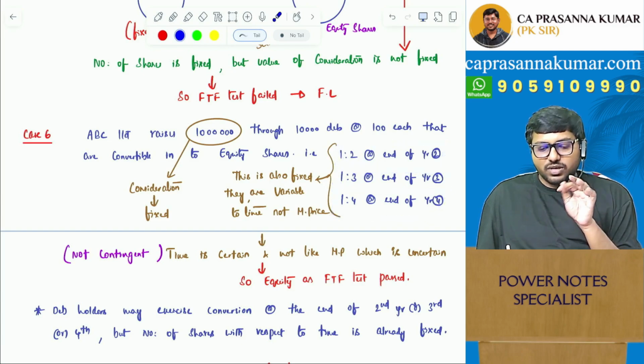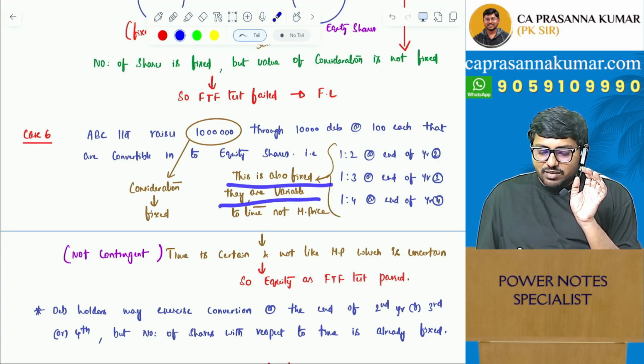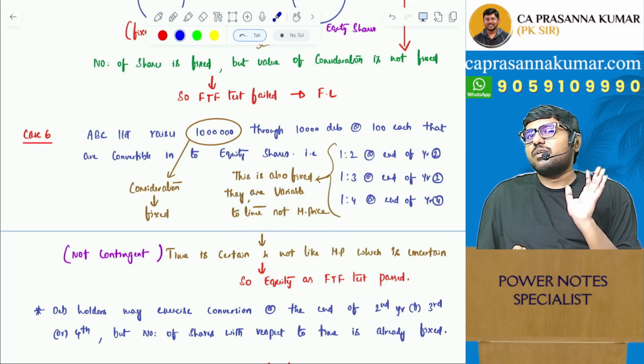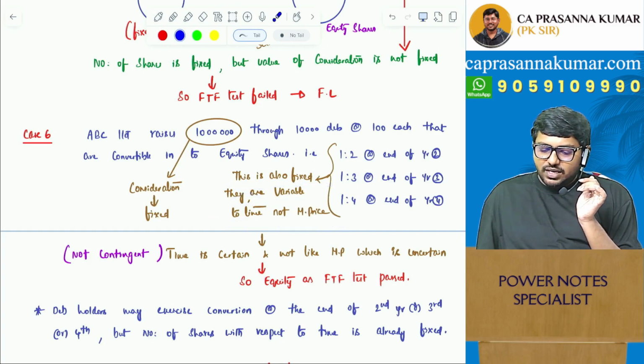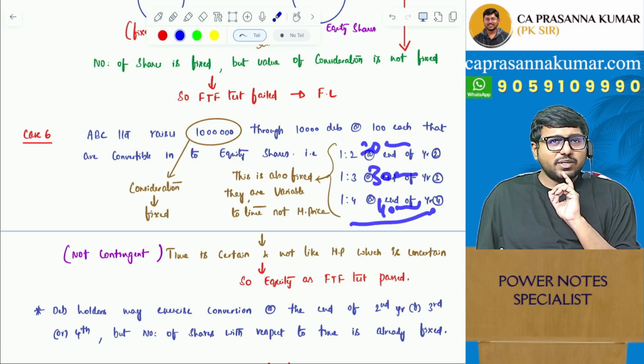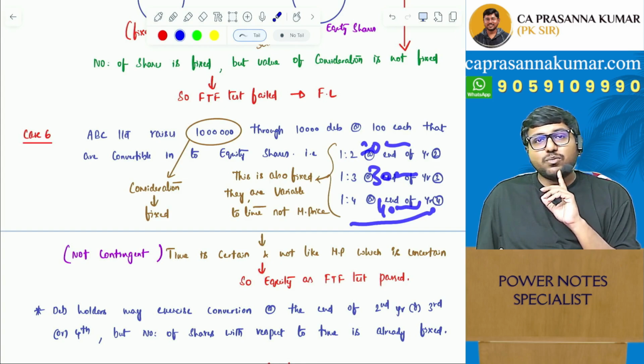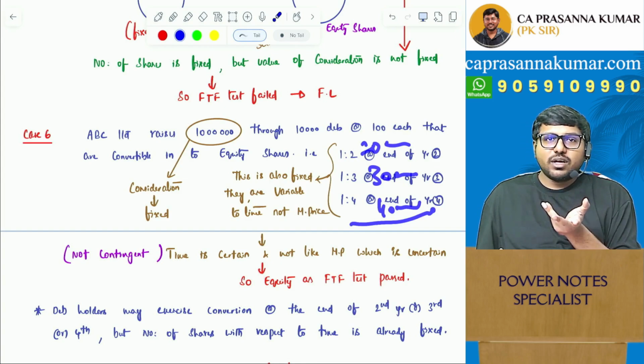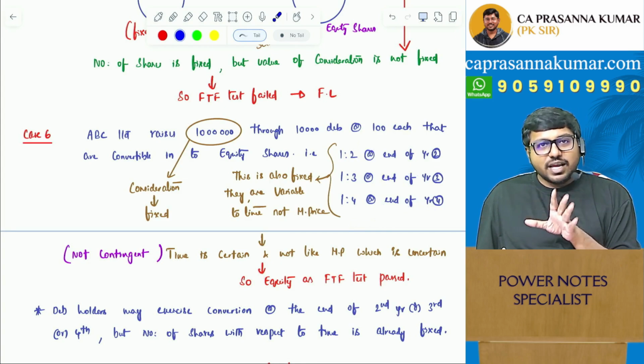In that case, you'll convince yourself that this is fixed. So this is also fixed. They are variable with the time, not because of the market price. See, here I'll give 20,000 shares. Here I'll give 30,000 shares. Here I'll give 40,000 shares. Am I doing this because of variation in the market price of the share? Am I doing this because I'm trying to protect the return of the investor? No. Because of the time, things are changing.